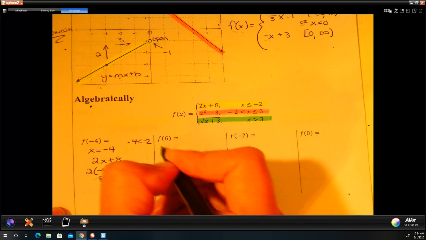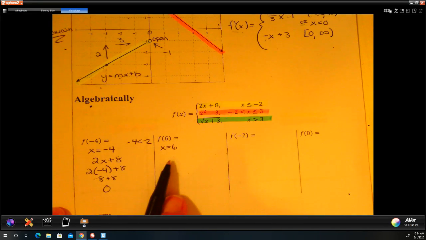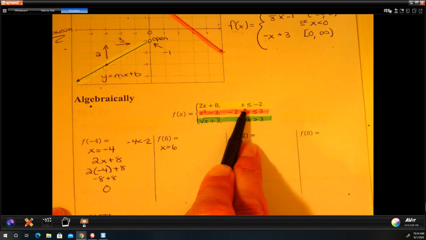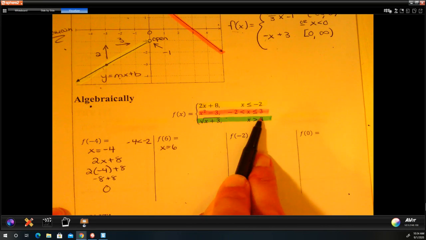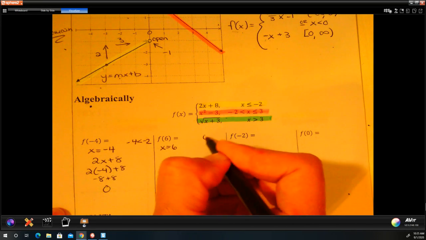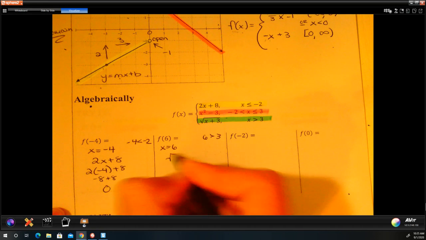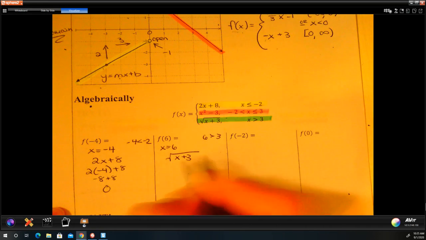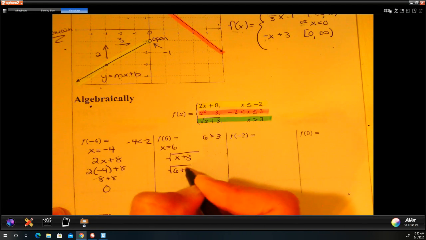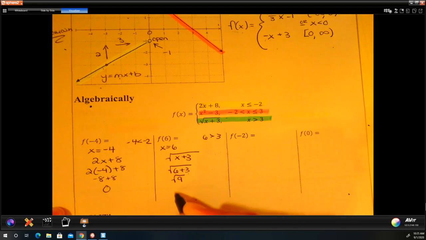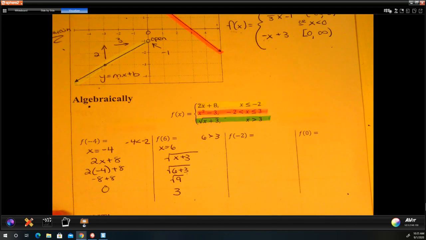The next one says x equals 6. So 6 is not less than or equal to -2. It's not between those two. It's greater than 3. 6 is greater than 3, so I'm going to use this piece. Plug it in. 6 plus 3 is 9. Square root of 9 is 3.